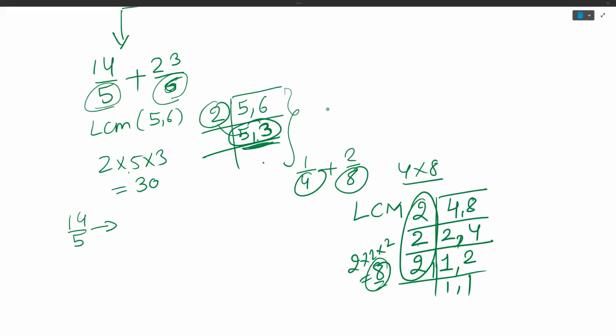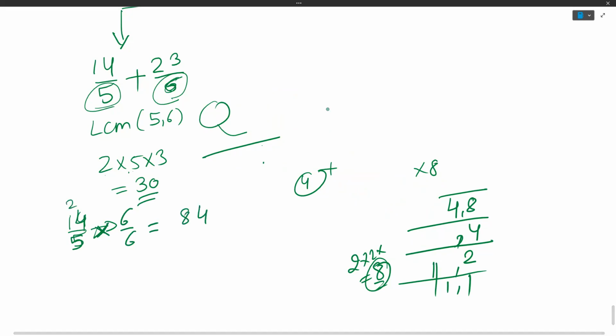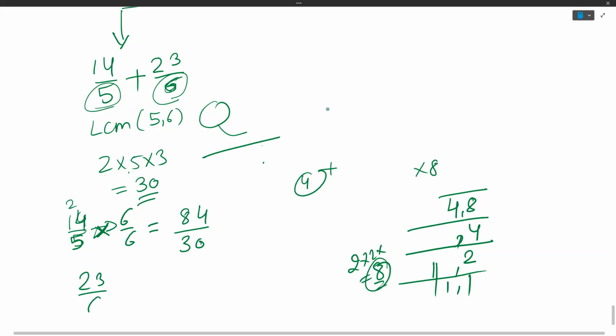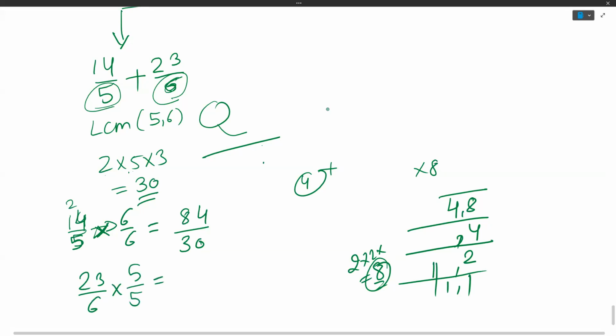Now, children, come to this question again. 5 and 6, LCM would be 30, okay? Now, how would you make this 5 as 30? By multiplying by 6, both sides. So 14 into 6 is 84, okay? And 5 into 6, 30. How would you make 23 by 6, denominator as 30? By multiplying with 5, 5.